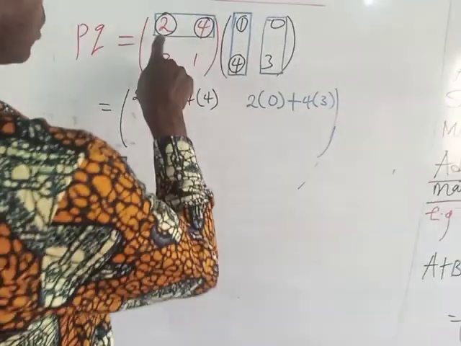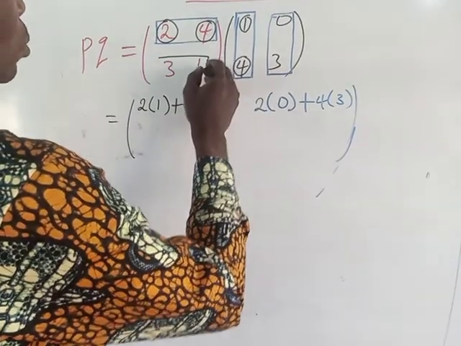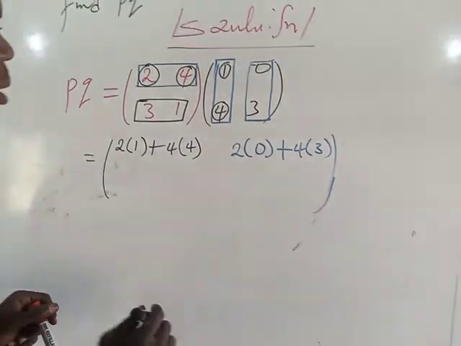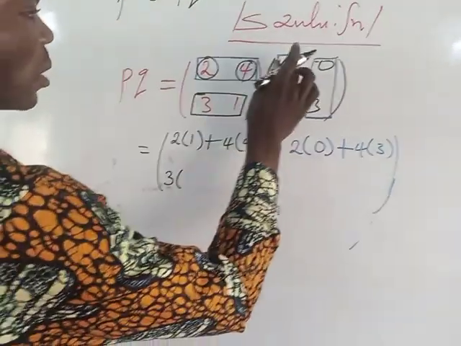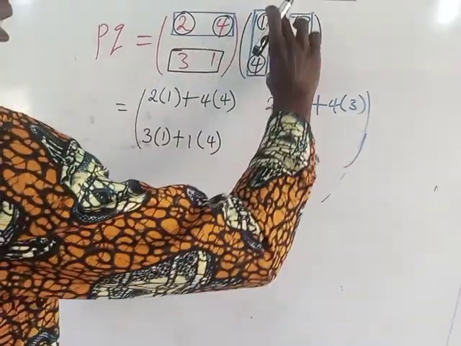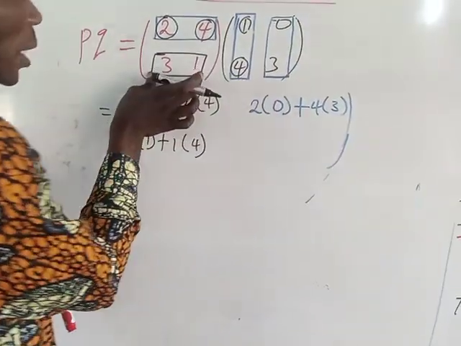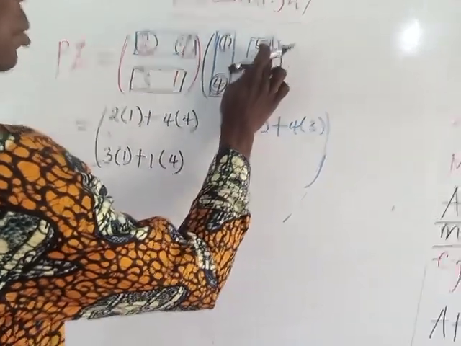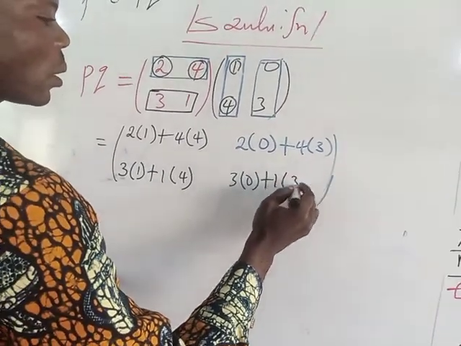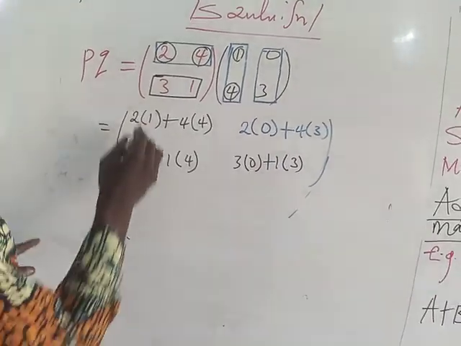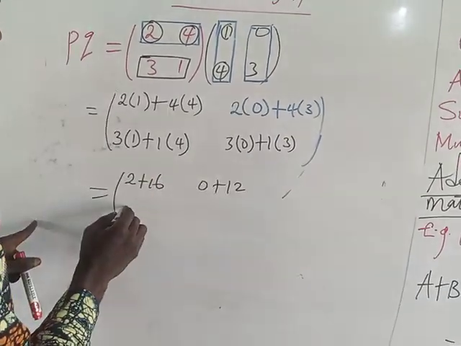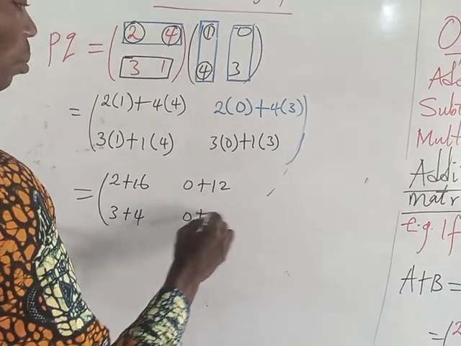Now we are done with the first row, so we take the second row. We use this second row to multiply the first column, and at the same time the second column. So it's going to be 3 times 1 plus 1 times 4. And we take it again to multiply the second column: 3 times 0 plus 1 times 3. The next thing is to simplify. This will be 2 plus 16, this will be 0 plus 12, this will be 3 plus 4, and this will be 0 plus 3.